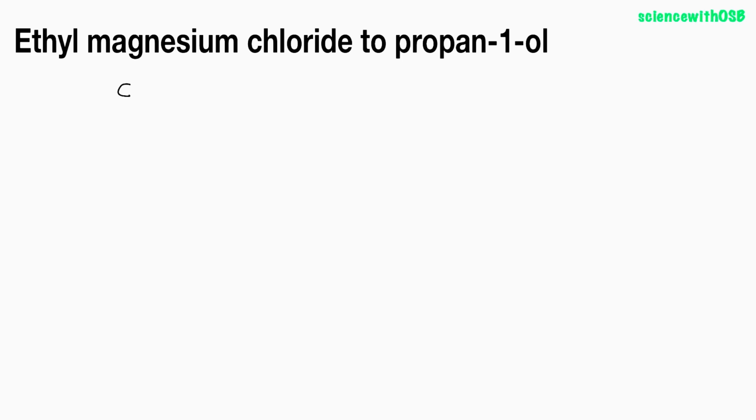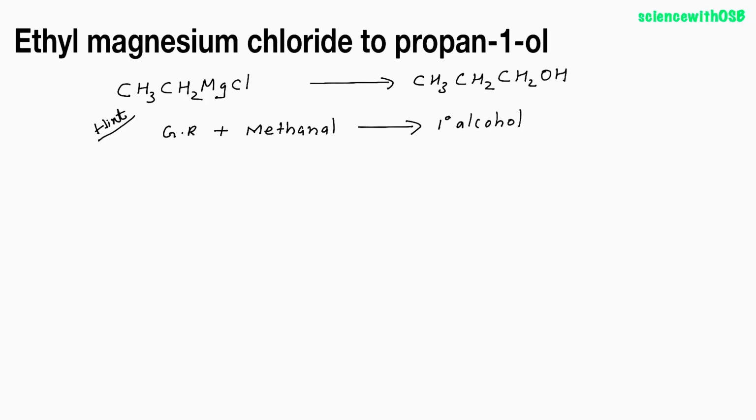Ethyl. Ethyl means what? CH3, CH2, magnesium chloride. Correct? And what is the product? Propan-1-ol. What is propan-1-ol? CH3, CH2, CH2, OH. Before doing the conversion, you must definitely know this hint. Grignard reagent plus methanal gives primary alcohol.